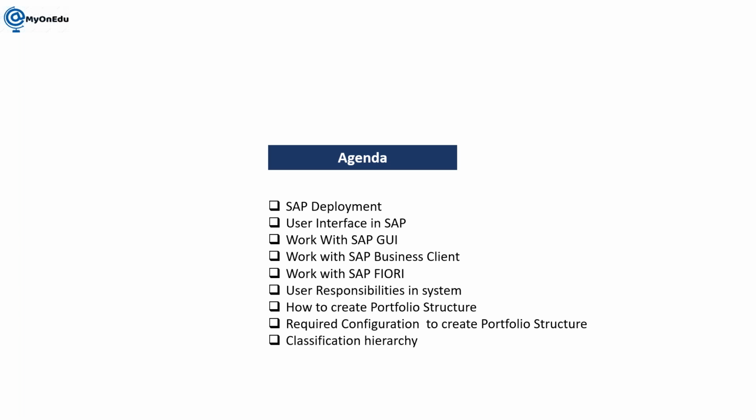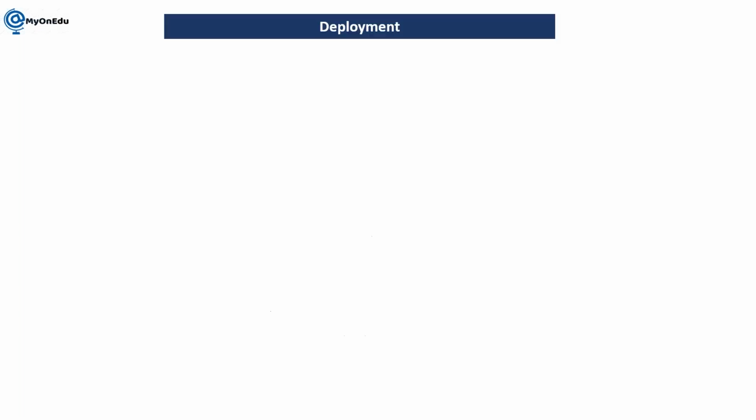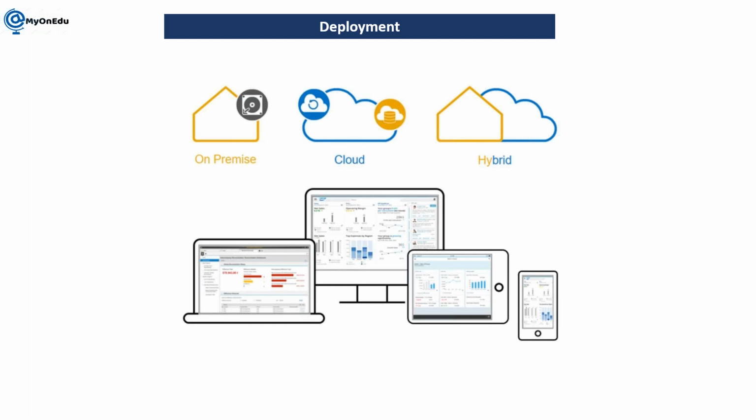So this is a basic question: what are the different ways to deploy SAP? SAP has given 3 different ways to deploy SAP software. First is on-premise, second is cloud, and third is hybrid. On-premise means the customer is solely responsible for implementation, update, extension, and adaptation, as well as for replacement and new investment. So what will happen?